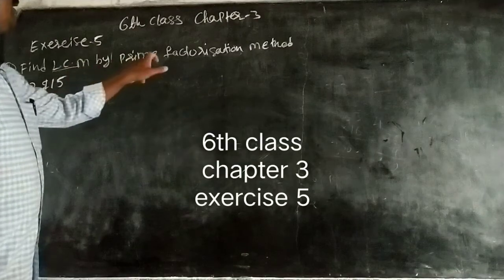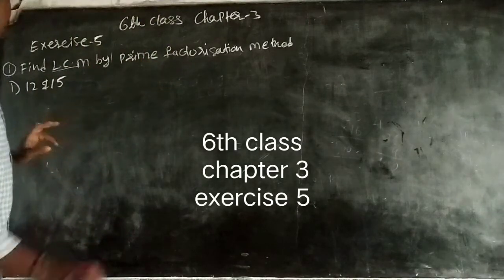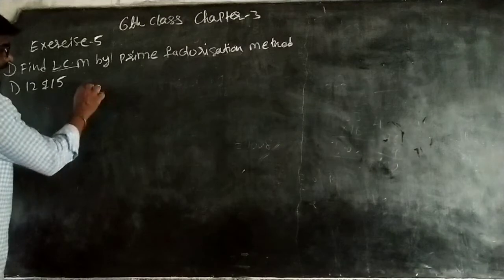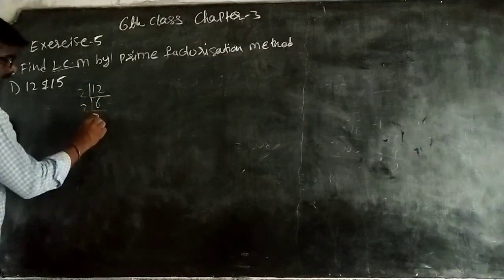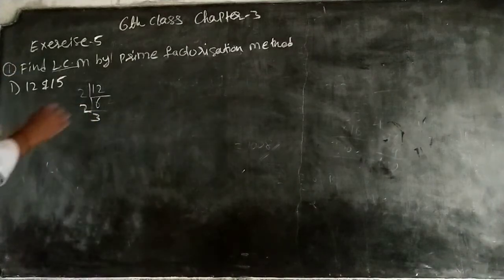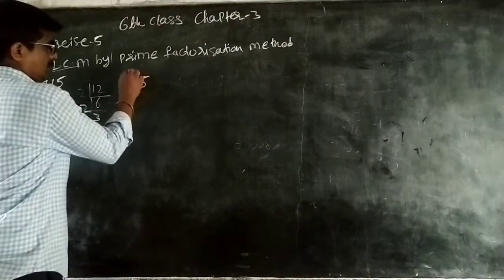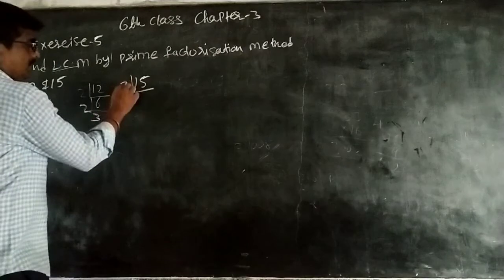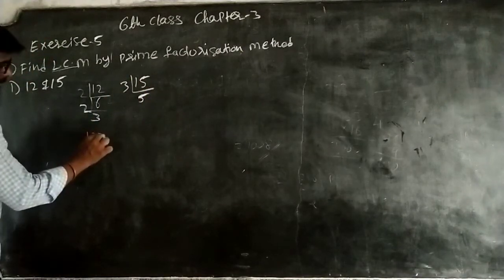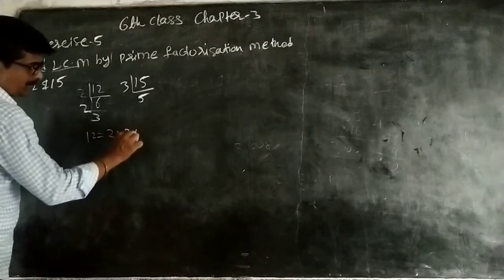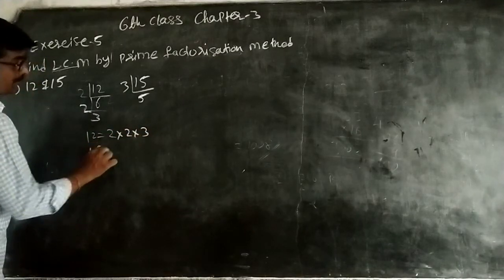Find LCM by the prime factorization method. Simple. First, for 12, you have to write 2, 6; 2, 3; 2 into 3. Next, for 15, again you have to write 3, 5. That is 15. So 12 is 2 into 3, and 15 is 3 into 5.